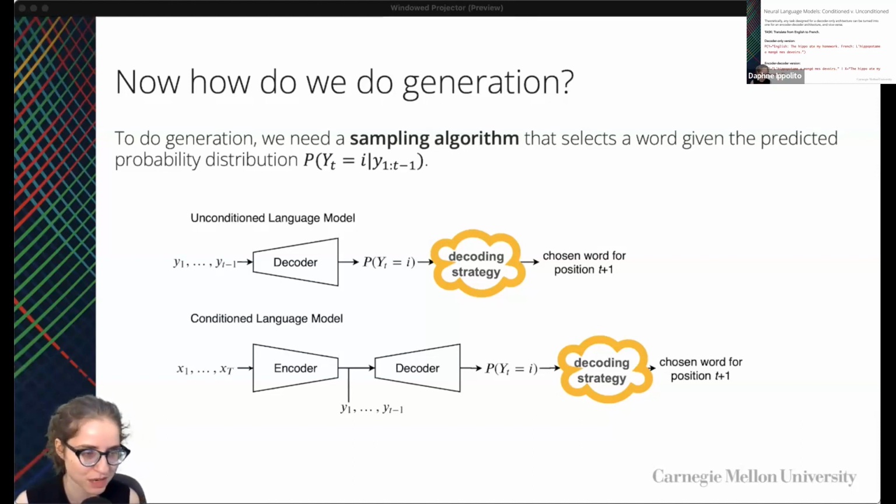Someone asked a question about alignments. Yeah, we'll talk about that later.